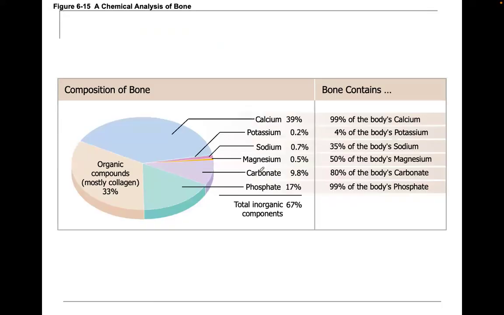When we look at the composition of bone, about 33% is protein, it's collagen. Then you've got 39%, that's calcium, 17% phosphate. You've got potassium, sodium, magnesium, carbonate, and these others. Okay? So that's a pretty important visual aid here.